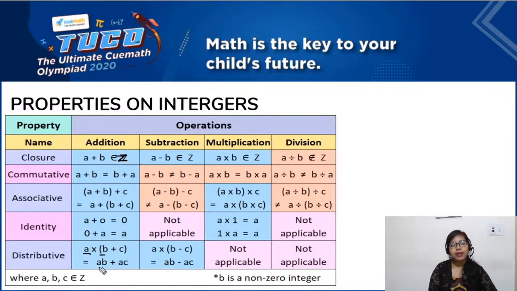So this a gets multiplied with b as ab, and plus there is a plus in between, and a also gets multiplied with c to give you ac. The same goes with subtraction, ab minus ac. And for multiplication and division, it does not apply. Okay, so this was a brief on properties on integers.